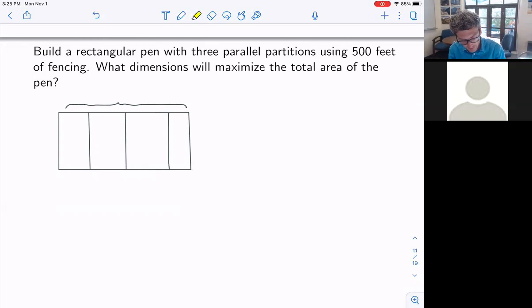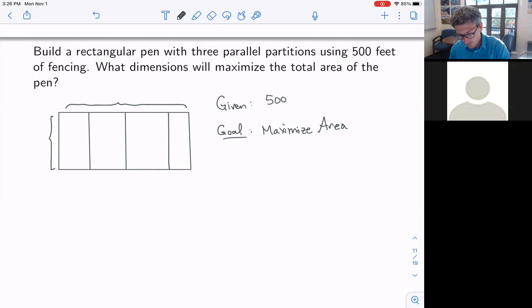And so you might imagine that in this case we'll have four different chambers for maybe different sets of animals. And if you notice, I haven't drawn it in an even way. The problem doesn't say they have to partition the rectangle into even areas, and we'll think about whether or not that matters. In this problem, I've drawn a picture, and the question is, what dimensions will maximize the total area? So let's write that down as a goal. We want to maximize area. And in this problem, we're given a constraint that we have 500 feet of fencing.